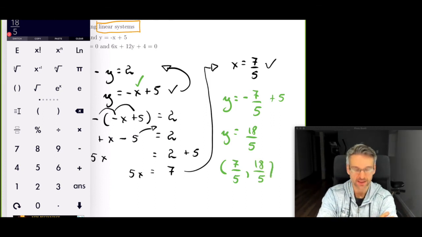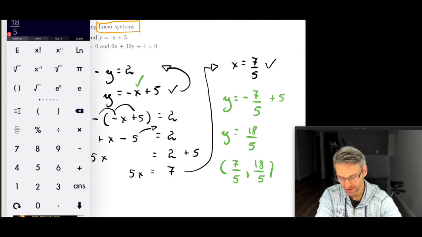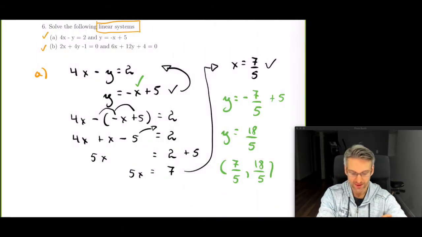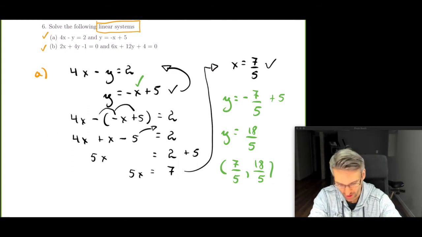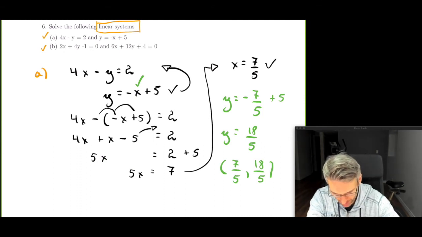And that means that our two lines are intersecting at this point. All right, so that would have been example number 1. Okay, now example number 2.